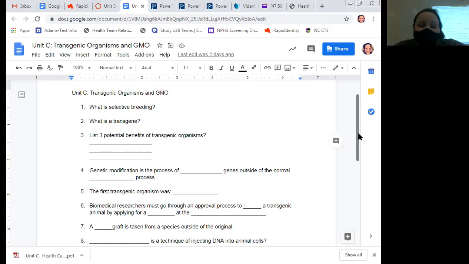And when we're creating transgenic animals, you want to protect your property, okay? And the place to do that is the U.S. Patent and Trademark Office. And this is usually on your test for me. I don't know about your final because I don't make that, but that's a really important part. Okay. Number 7, a blank graft is taken from a species outside of the original.